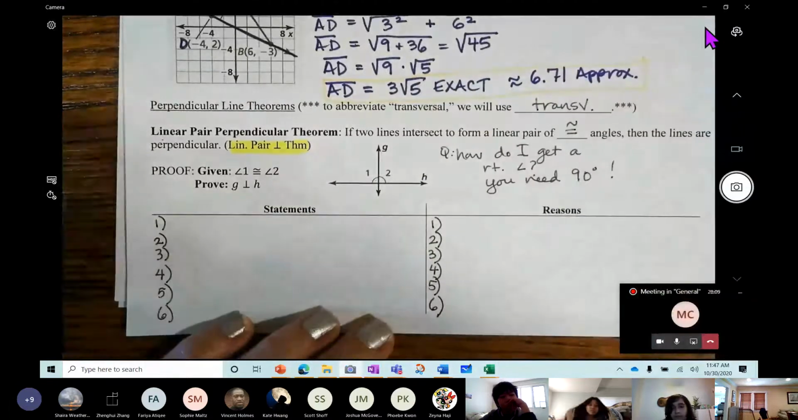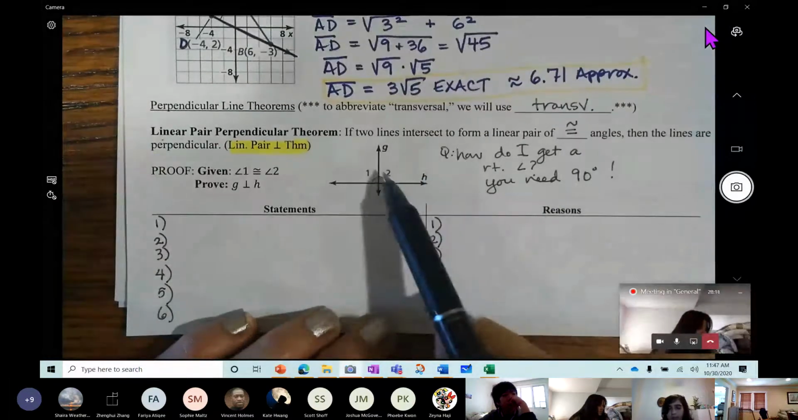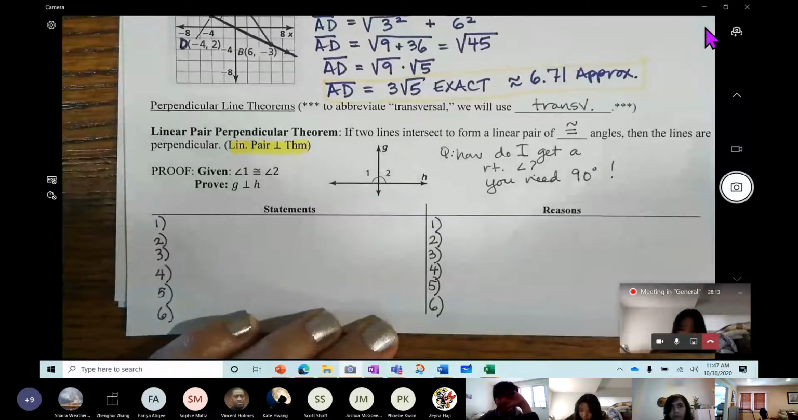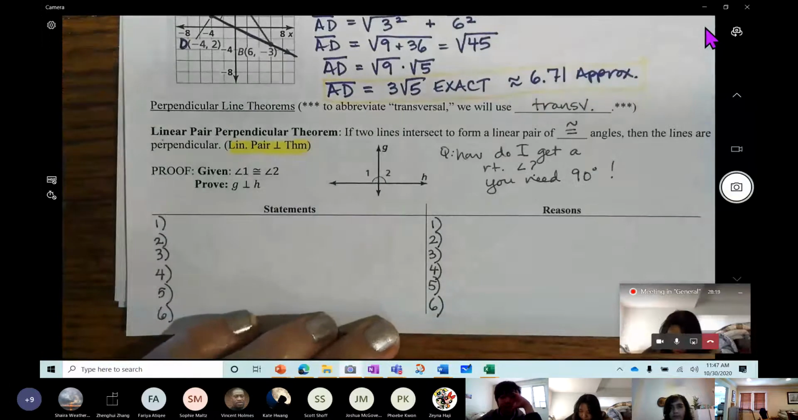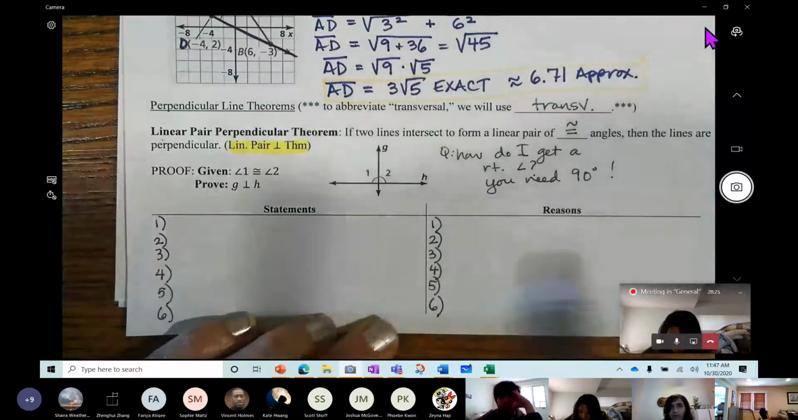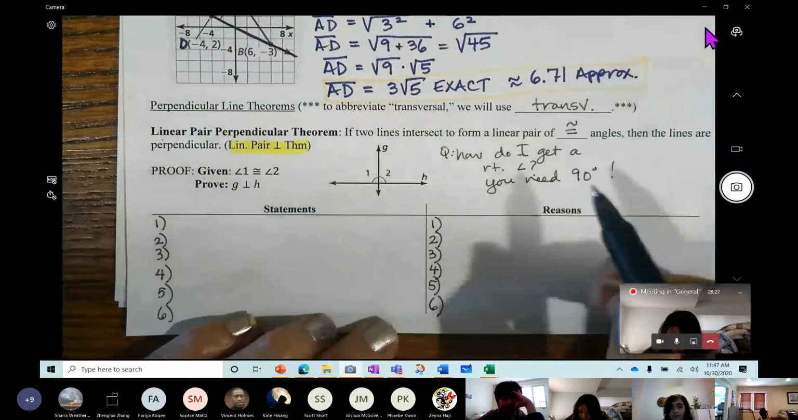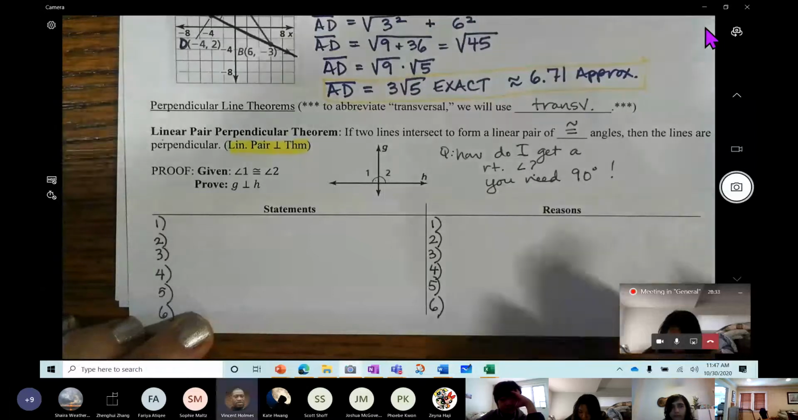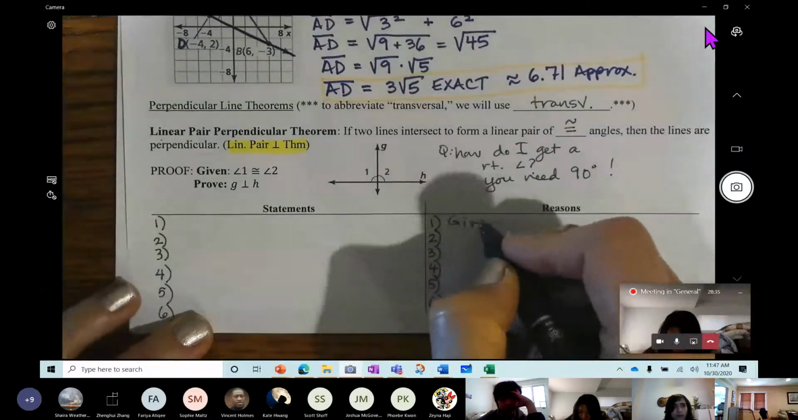So the thing is, if you can figure out that you need to show me that angle 2 is 90 degrees, if you can tell me that angle 2 is 90 degrees, then you're home free. Okay, so if you have an idea of where you want to get to, then you should be able to start. But I can always start. Vincent, what do I always put on the first line? Given. I'm going to write the given down first.